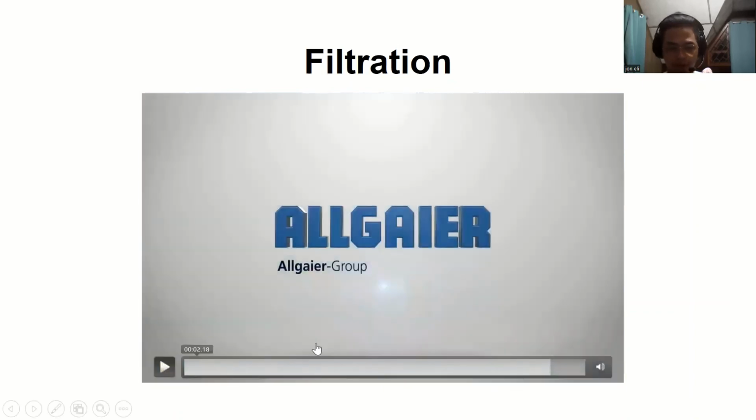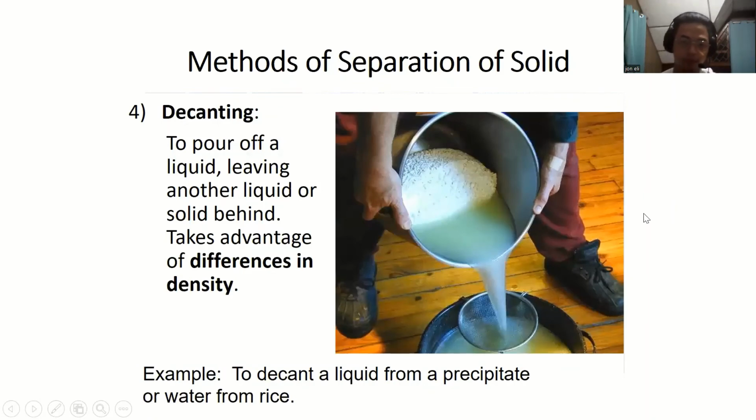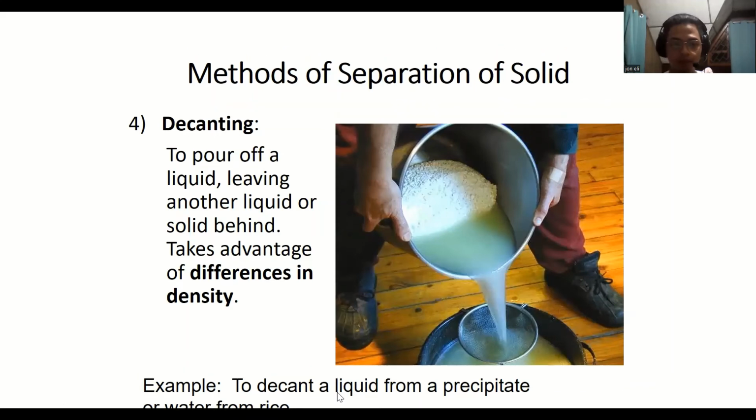So, for other ways, we can pour off, leaving another solid behind. It takes advantage of the difference in density. So something like water from rice. The layer closer to the top of the container is the less dense of the two liquids, or the liquid from which the precipitated sediment has settled down is poured off, leaving the other component, the dense liquid of the mixture, behind.